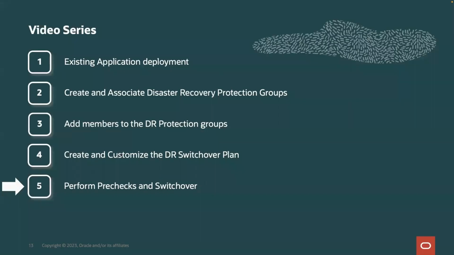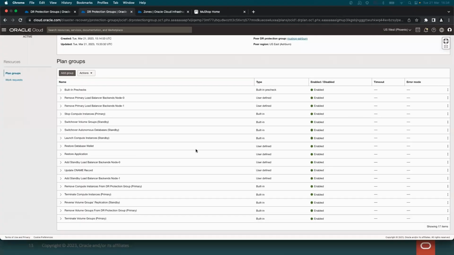Hi, in the previous video, we have created and customized our DR switchover plan. In this video, we are going to perform pre-checks and then the switchover. And then we will validate that the application is running correctly after the switchover. So let's move to the OCI console.